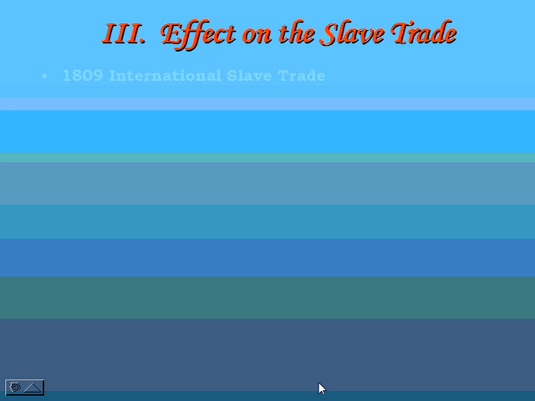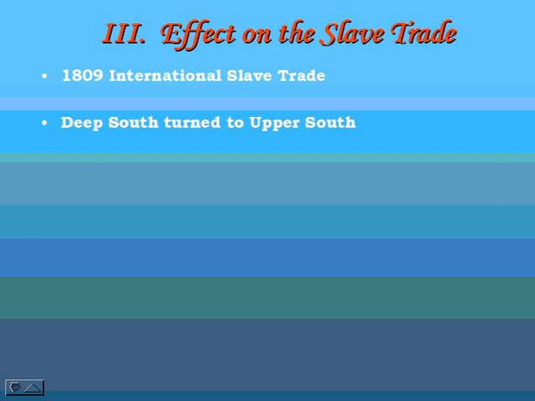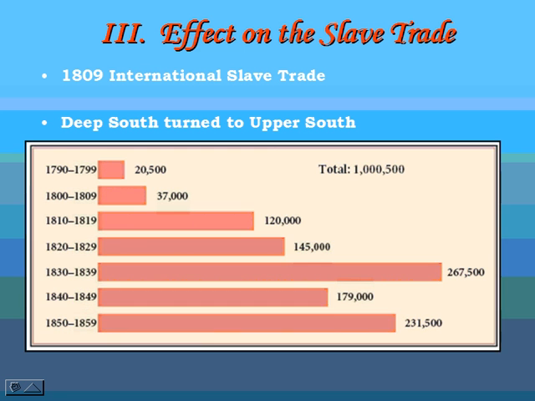The effect on the slave trade, well, in 1809, the international slave trade was finally ended in the United States. If you remember, at the Constitutional Convention, it was agreed that the international slave trade would end in 1808. That went into effect in 1809. And the Deep South is going to turn to the Upper South for its slaves.